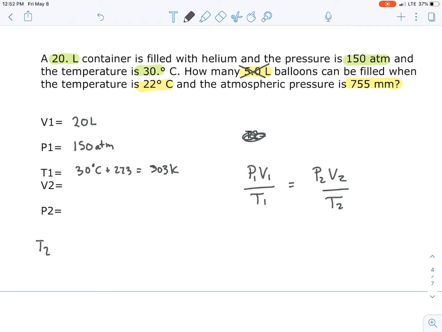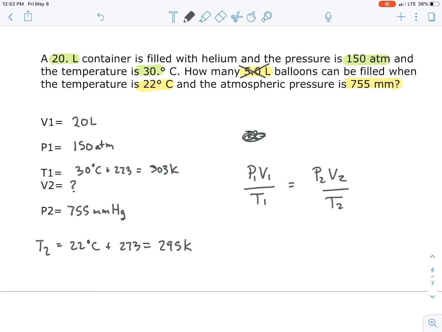Volume 2 is what we don't know. P2 is 755 mmHg, millimeters of mercury. Doesn't have the Hg on there, but I'm sure that's what that means. And the temperature was 22 degrees Celsius. So we better change that temperature. 295 K, right?